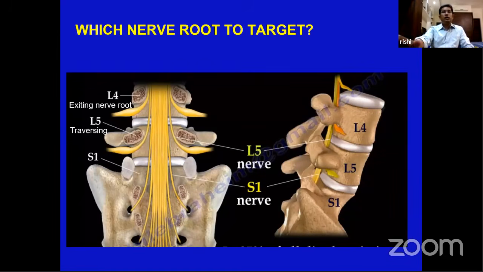So which nerve root to target? So this is very important because we need to know which nerve root is exactly affected so that we are going to give the medication entirely around that particular nerve root.